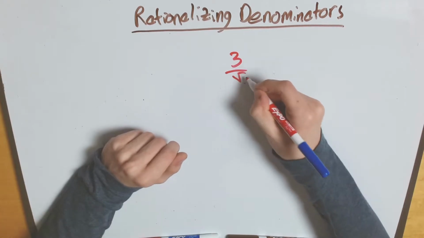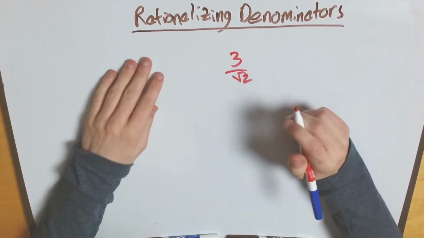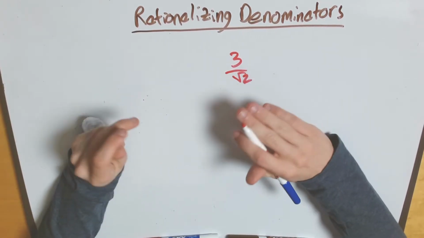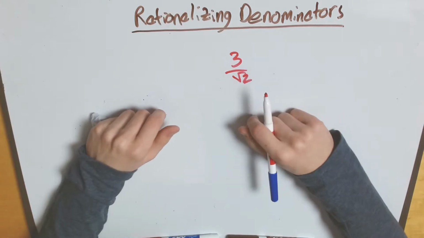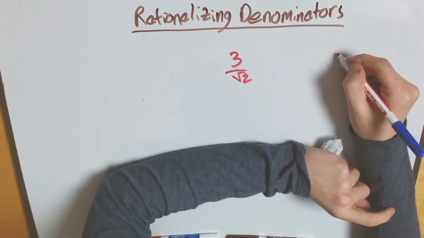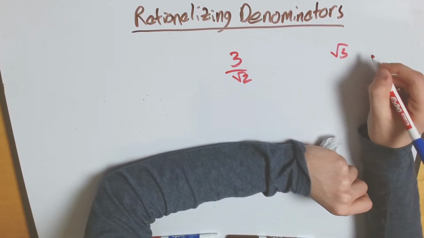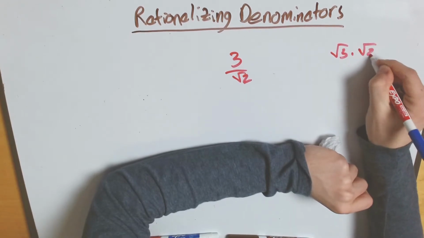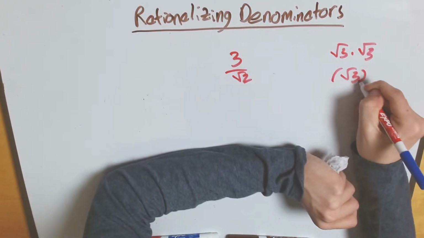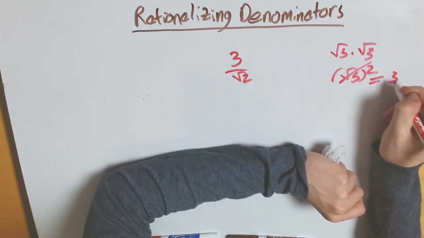So let's say we have 3 over the square root of 2. Let's say we have that original problem. We need to rationalize it, right? We want to make sure that the denominator has no square roots whatsoever, right? So how do we get rid of square roots? Well, I know if I have a square root and I multiply it by itself, like the square root of 3 times the square root of 3, that's the square root of 3 squared, which cancels out the square root, leaves me with just 3.